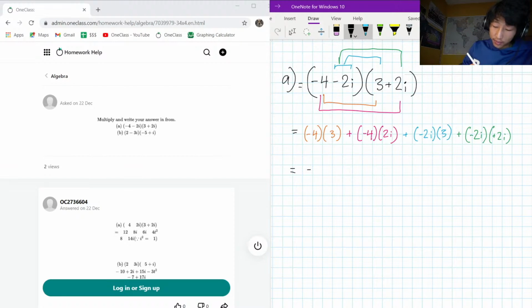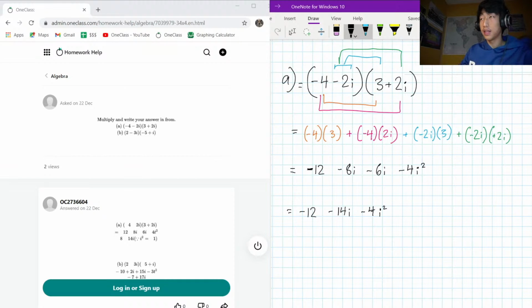We have negative 4 times 3, that's negative 12. Negative 4 times 2i, so that's negative 8i. Negative 2i times 3, so that's negative 6i. And then negative 2i times positive 2i, that will be negative 4i squared. So let's collect all like terms. Here we'll have negative 12 minus 14i minus 4i squared.